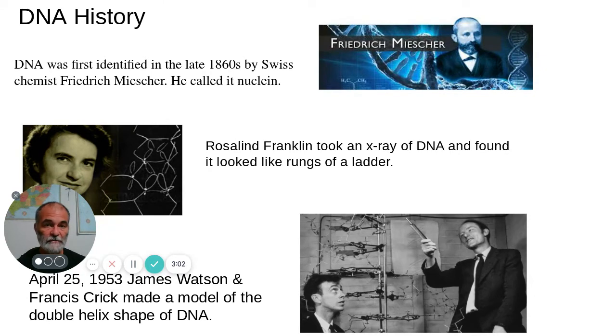Later on, Rosalind Franklin took an X-ray of DNA. Now, we're talking tiny stuff, but she took an X-ray of it and found out the structure of it looked like a ladder. A little bit later, along with the help of Rosalind Franklin and her X-ray, James Watson and Francis Crick made a model of the actual ladder shape of DNA. It's called a double helix. It's basically a ladder, but it's been twisted, so it looks like a spiral staircase. So that's a brief history of some of the people who were involved in discovering DNA and the shape of DNA.